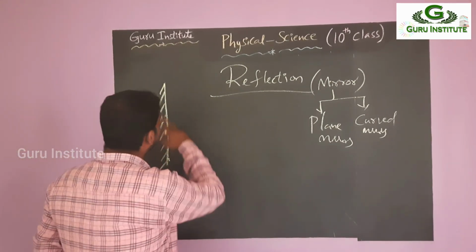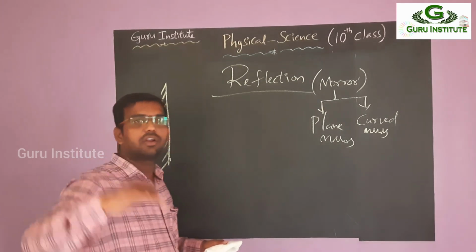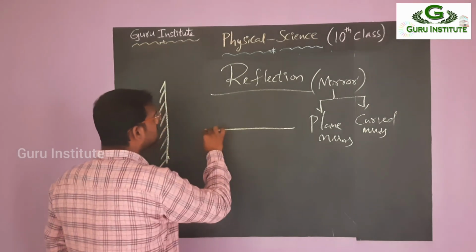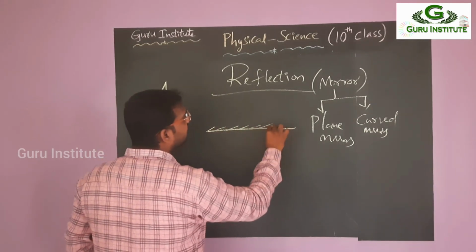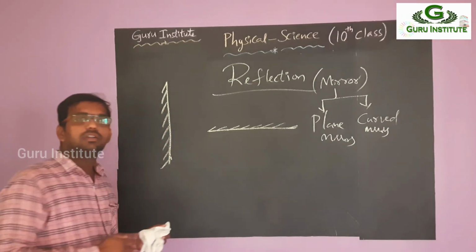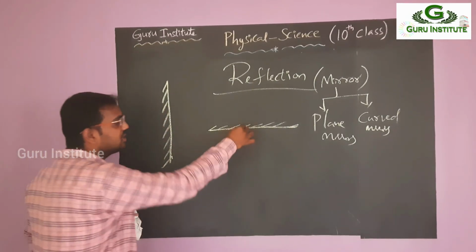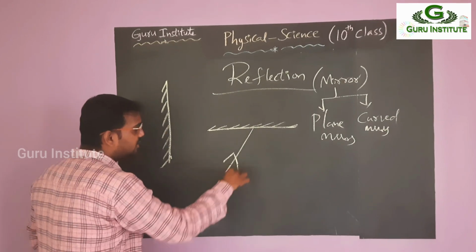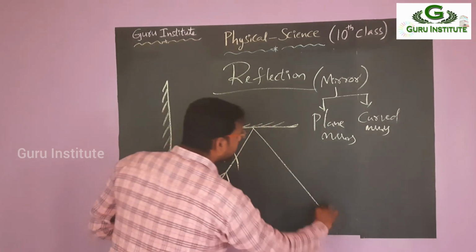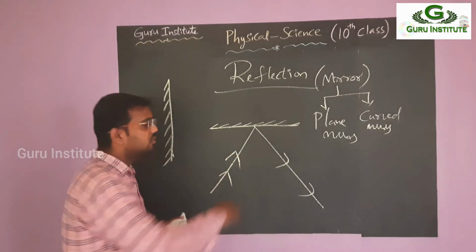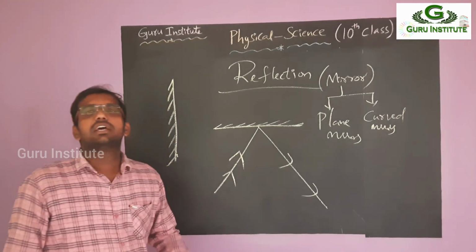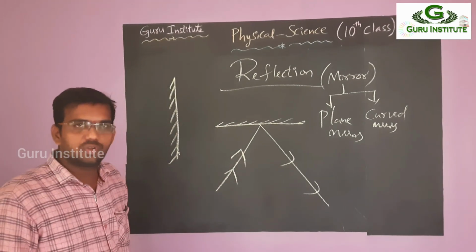Now coming to this one. I am taking this mirror as a flat one, horizontal, not vertical. I am taking the horizontal mirror like this. This is the shaded side. Then what will happen if a light ray falls on this mirror? If a light ray falls on this mirror like this, what will happen? It is returned back. It won't pass through the inside of the mirror. It is returned back. This is simply our reflection concept. Already we know that.